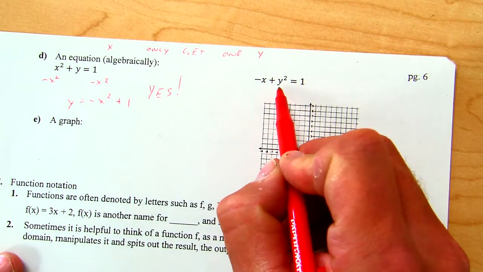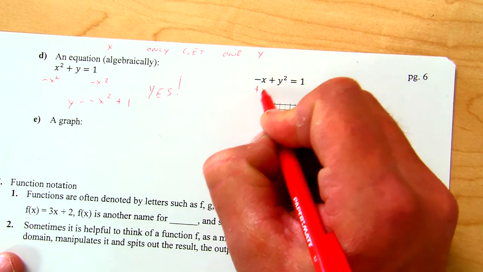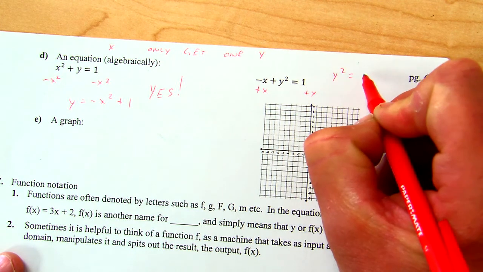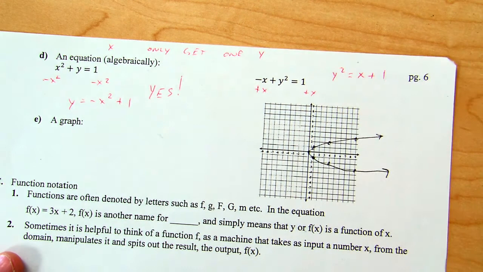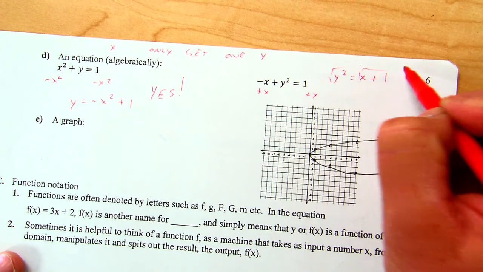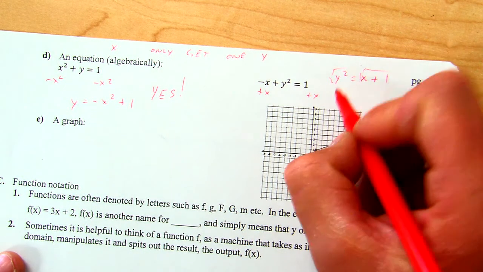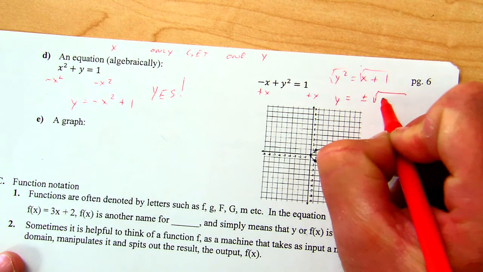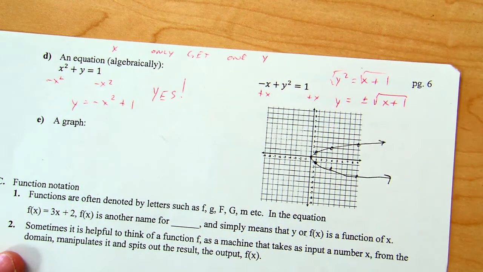Once again, let's solve for y. So first I'm going to add x and add x like so. So I get y squared equals x plus 1. Okay. Now to solve, I'm going to square root and square root, but remember what happens when you square root a square. I get y on this side, but I also get plus or minus the square root of x plus 1 on this side. So watch what happens.